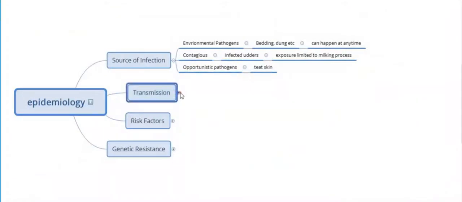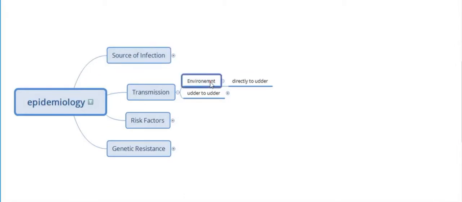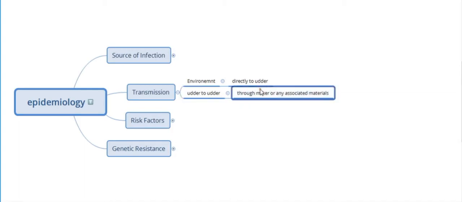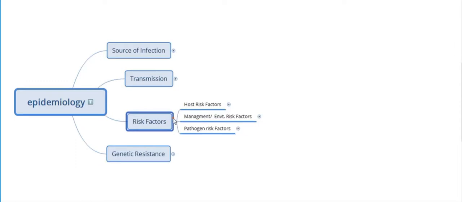Now coming to the transmission, environmental pathogens directly move from the environment to the udder, and contagious pathogens are always associated with the milker or milking equipment, because the risk of exposure is always limited to the milking period. Now, what are the risk factors involved in mastitis? As in the case of any disease, there is an epidemiologic triad that includes the host, the environment, and the agent. So what are the host risk factors?